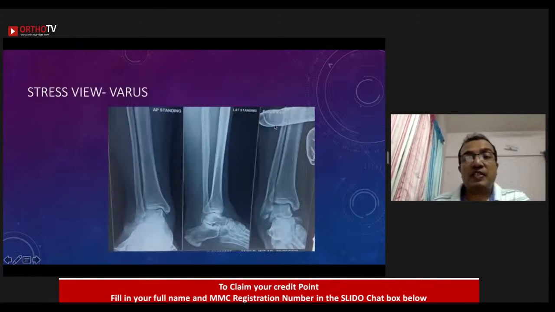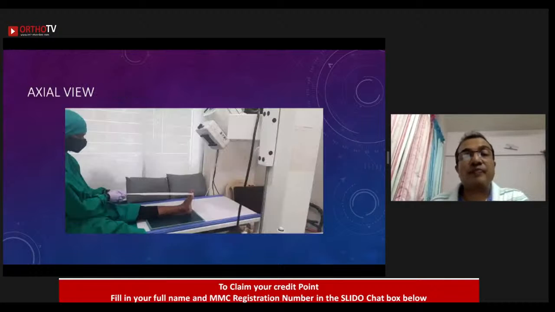Stress views, yes, stress views are important. Like the last case we discussed about medial malleolus fracture, similarly, is a tip of fibula fracture. We are testing the stability of lateral structures, varus stress view.